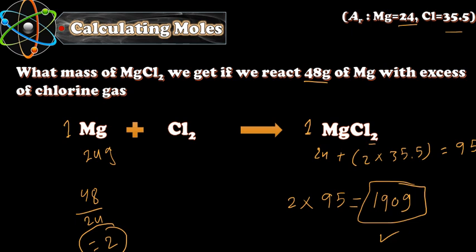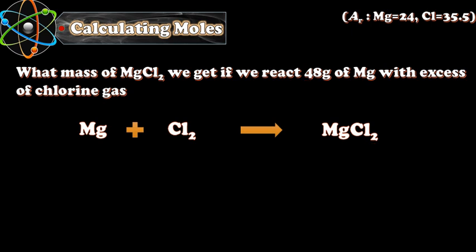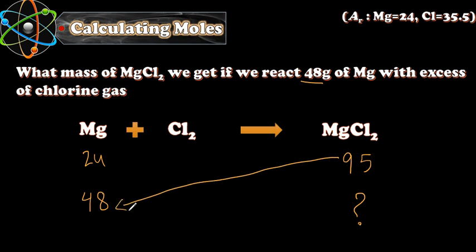This is one way to answer, or simply we can use cross multiplication to answer this one. So in 1 mole, if we use 24, we get, as we calculated before, 95 gram of magnesium chloride. And if we use 48 gram of magnesium, how much magnesium chloride? Here we have a question mark. So we're going to use cross multiplication here. We're going to multiply 95 times 48, then we're going to divide over 24.